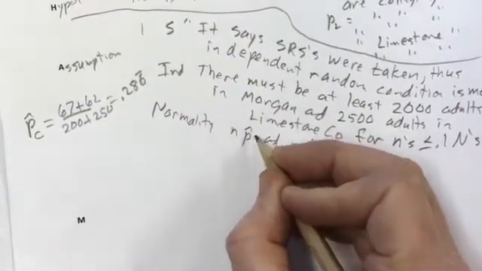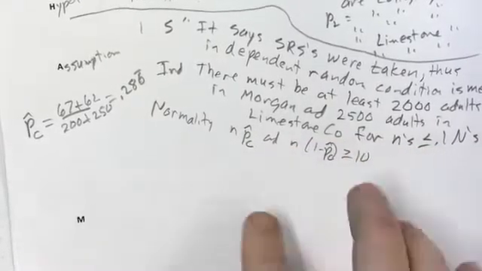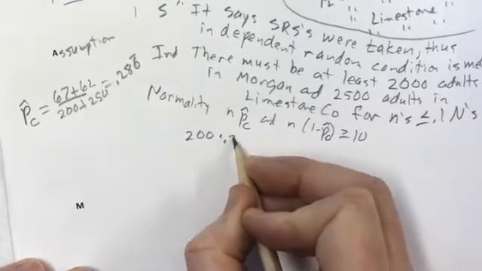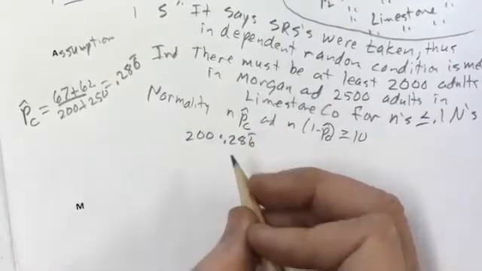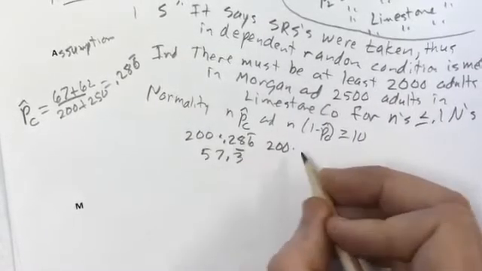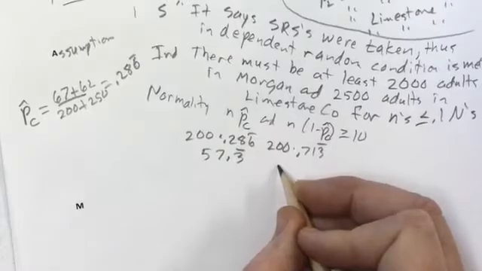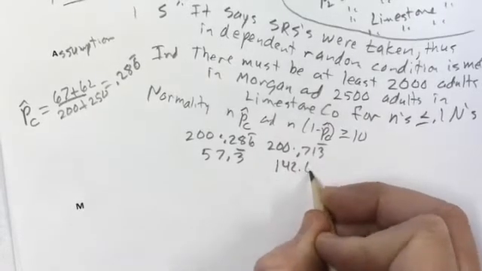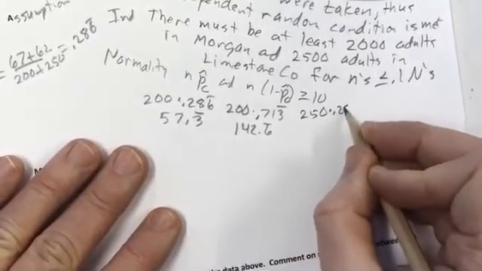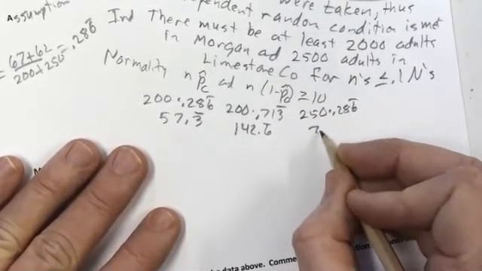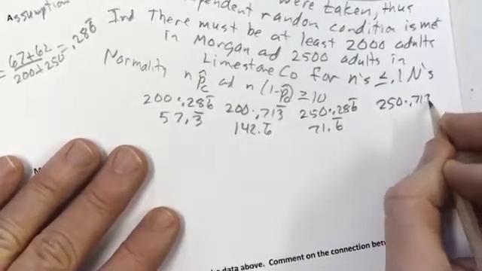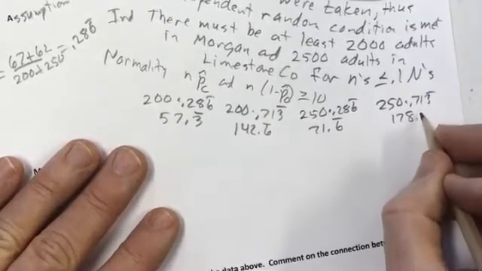So this is what is known as the combined p hat. And we have to do that for both samples, by the way. So we go 200 times 0.286 repeating, and we get 57.3 repeating. We go 200 times 1 minus that, which is 0.713 repeating, and that is equal to 142.6 repeating. Then we do it with the sample size of 250. So 250 times 0.286 repeating is equal to 71.6 repeating. And lastly, 250 times 0.713 repeating is equal to 178.3 repeating.